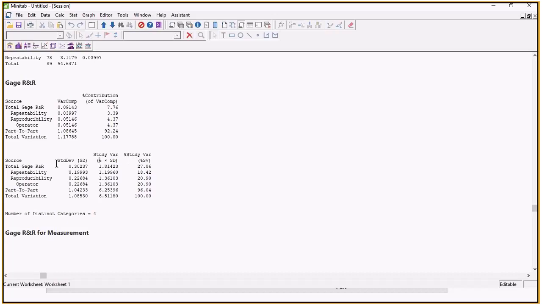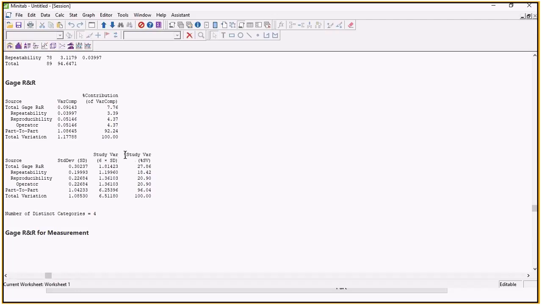Okay, now standard deviation is nothing but it's coming from the variation component. So for example, you have here 0.09143, and you know this is the variance component, and the standard deviation is always the square root of variance. So if you do the square root of this, you will get this number. Square root of this, you will get this number, and so on, right? And you multiply this number by 6, you will get your study variation.